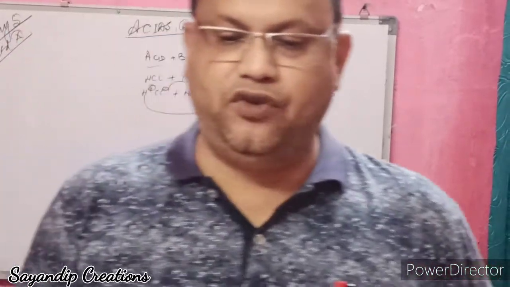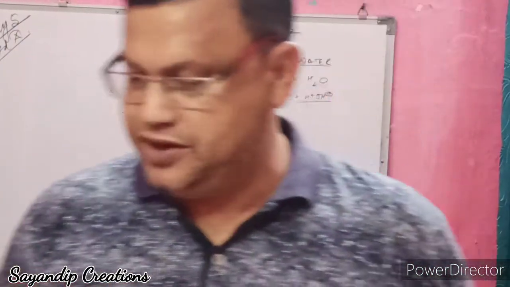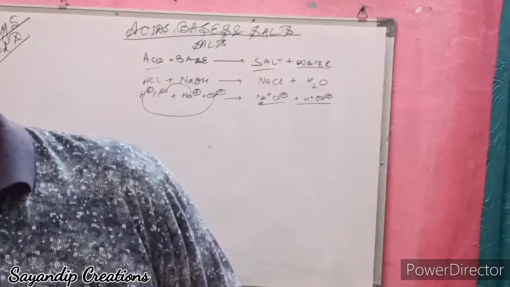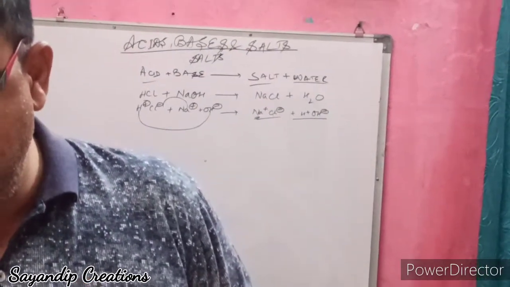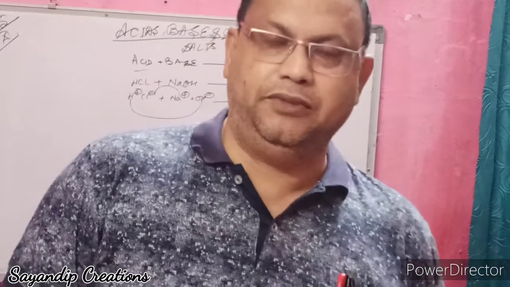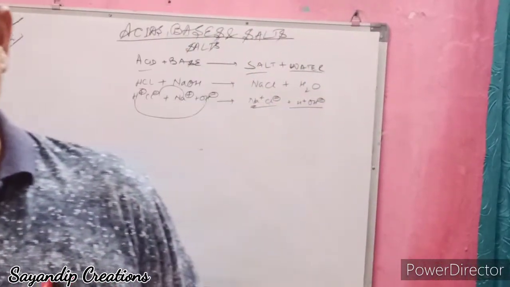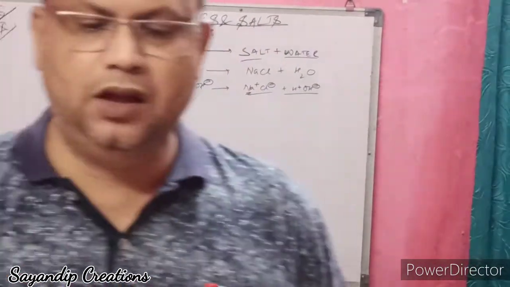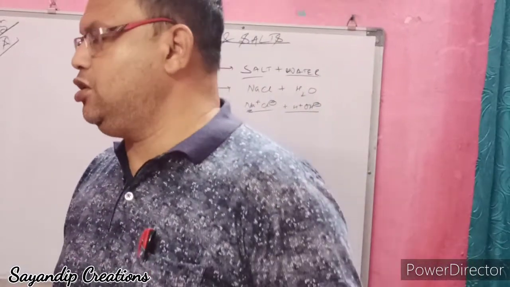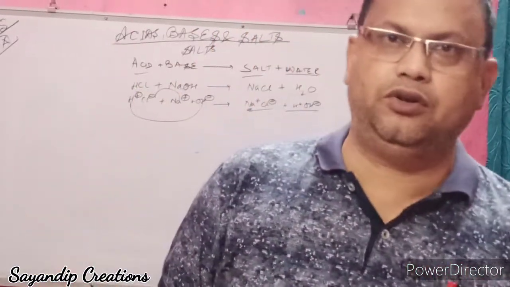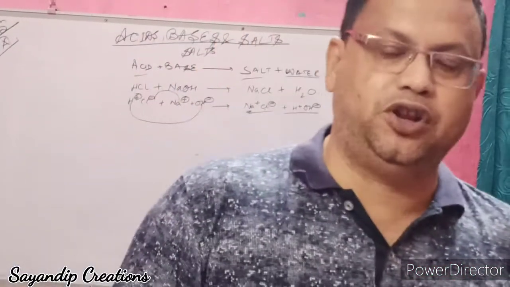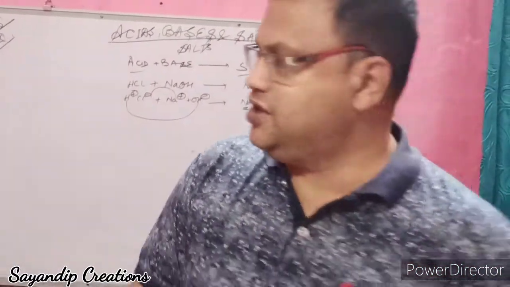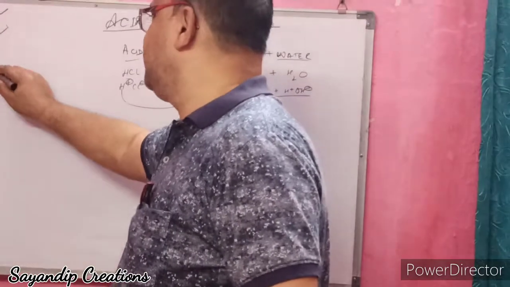Now if you classify the salts, there are 4 or 5 categories, to be very precise. There are 5 categories of salts. They are normal salt, acidic salt, basic salt, mixed salt, and double salt. Mixed salt and double salt you will study when you go to higher classes. We will discuss the normal salt. The first is the normal salt.